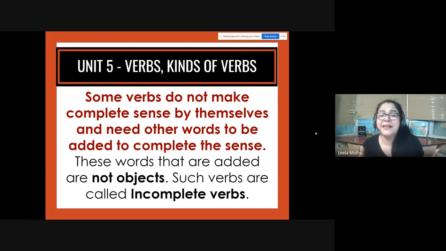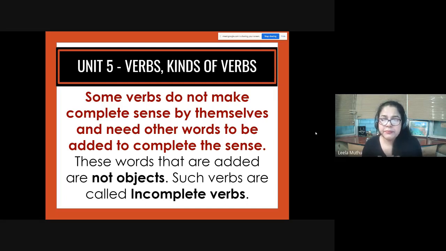Stars twinkle in the evening or in the night, or at night. Even without the rest of the words, by itself, it makes complete sense. It does not need an object to complete its sense. Intransitive. Now let's come to the last kind of verb, which is incomplete verbs.